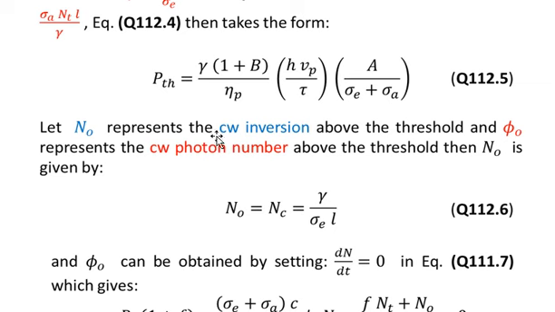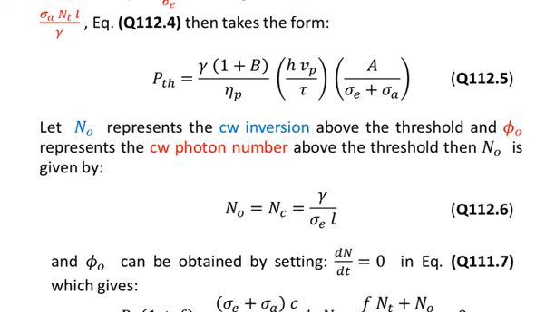Let n naught represent the continuous wave inversion above the threshold, and phi naught represent the continuous wave photon number above the threshold. You know that at or above the threshold, the value of n naught will be the same as the value of nc. Then n naught is given by gamma over sigma E into L, which we have derived earlier.